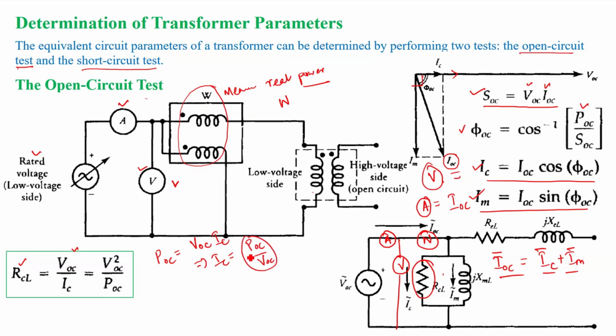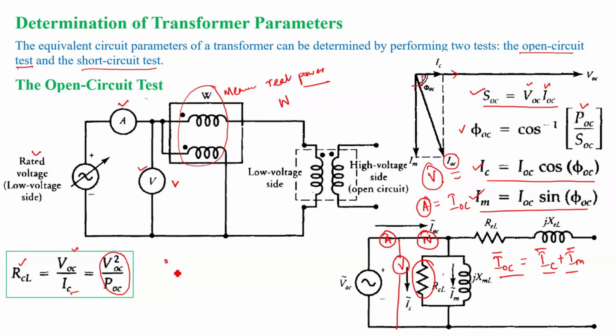Just substituting this in, I will find RCL equal to VOC square by POC. So what is the purpose of converting this into power form? Because POC I am directly measuring from the wattmeter, right? POC is known to me, and VOC is also known by the voltmeter measurement. So directly I can find RCL, that is equal to VOC square by POC. That will give me directly the value of RCL.